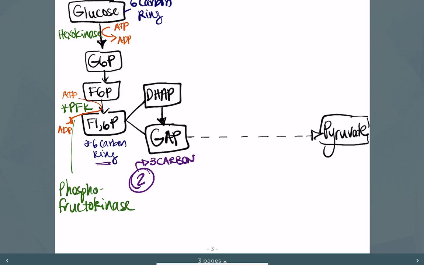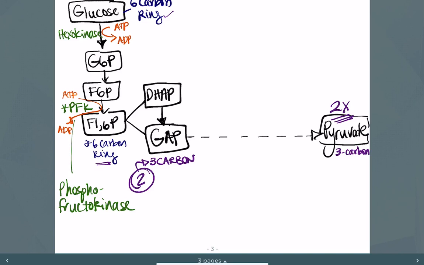Okay, so we started with 2 GAP, which means that at the end, we are going to have 2 pyruvate. So for every 1 glucose, you end up with 2 pyruvate because glucose is a 6-carbon ring and pyruvate is 3-carbon. So we don't get rid of any of the carbon in glycolysis, we just kind of move it around a little bit.